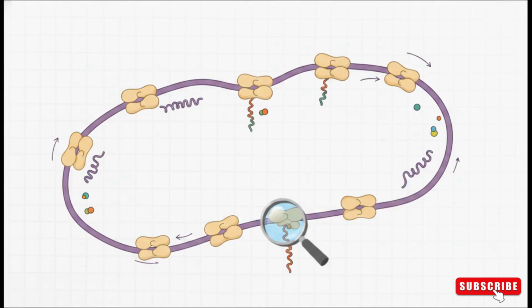When a bacterium needs to build proteins efficiently, a whole bunch of these ribosomes will latch onto a single strand of messenger RNA, or mRNA. When they form this chain, it's called a polyribosome, or polysome. All the ribosomes on that polysome work together to rapidly translate the mRNA instructions into proteins. Think of it like a highly efficient microscopic assembly line.